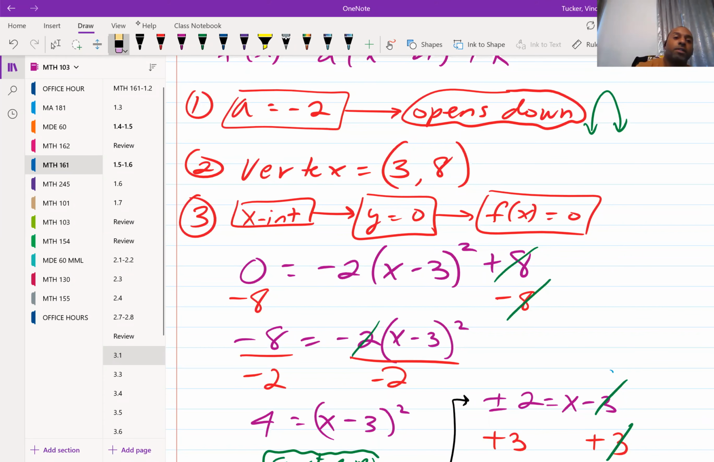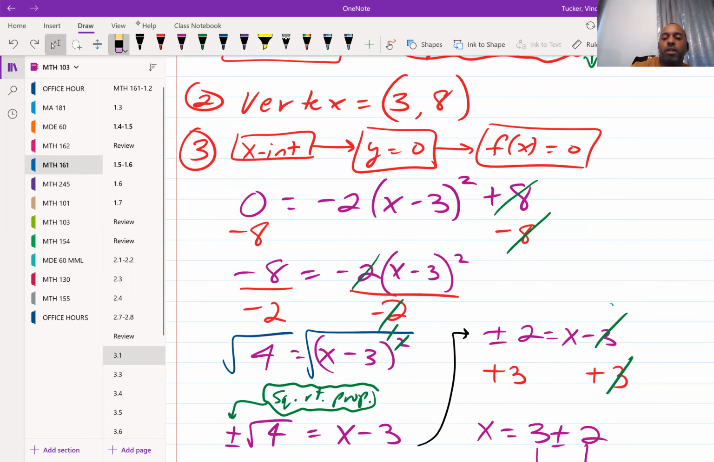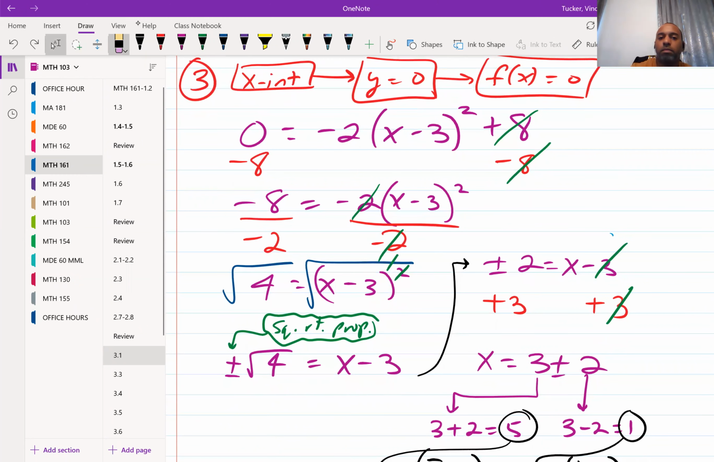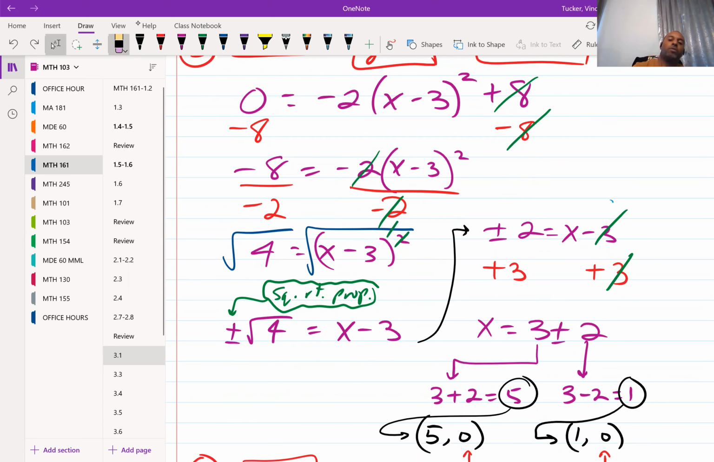Now we need to get the square off of x, so we'll take the square root of both sides. And don't forget the square root property: never take the square root of both sides without plus or minus being involved on the other side, where the square and square root didn't cancel. That means we'll have plus or minus 2 equals x minus 3. We finish by adding 3 to both sides, so we have 3 plus or minus 2. 3 plus 2 gives you 5, and 3 minus 2 gives you 1. So our 2 x-intercepts will be (5, 0) and (1, 0).